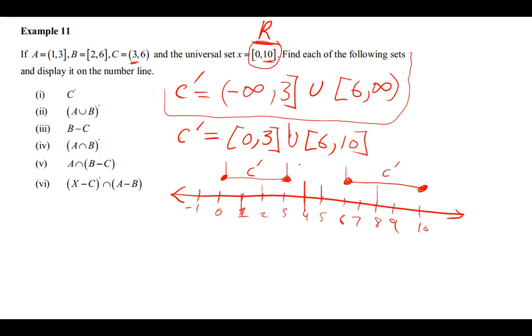All right, sir. Okay. So when we talk about the second one here, this is A union B complement. So for this one, you can first start by finding A union B. Then after finding A union B, you find the complement of your answer.